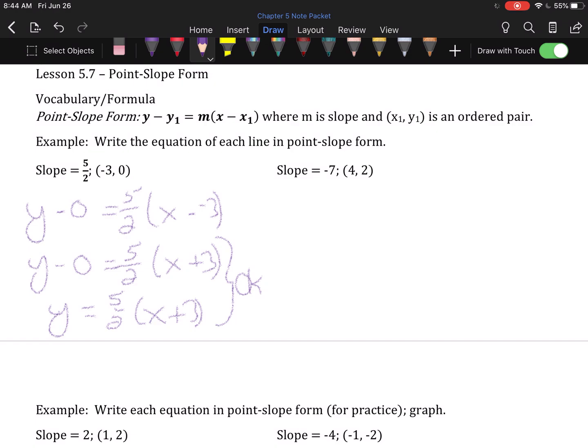For the next problem, slope is -7, ordered pair is 4, 2. So y minus the y value from the ordered pair equals the slope times, in parentheses, x minus the x value from the ordered pair. Y minus 2 equals -7 times the quantity x minus 4, and there's nothing to do there. There's no minus negatives to clear out. There's no other way to rewrite this because there's no plus 0 or minus 0 going on. So that is point-slope form for that.